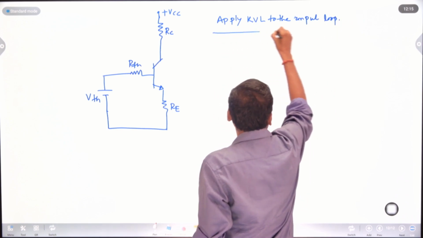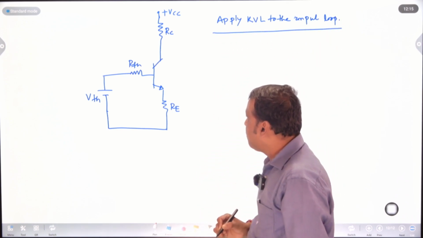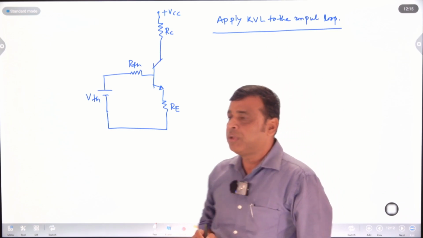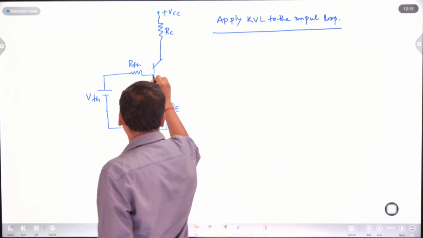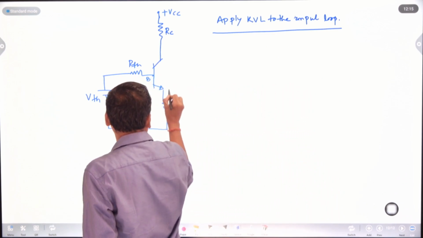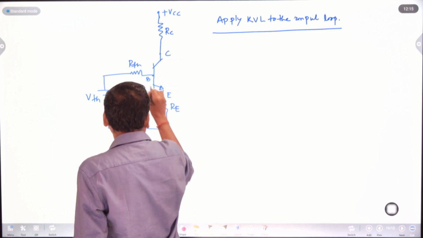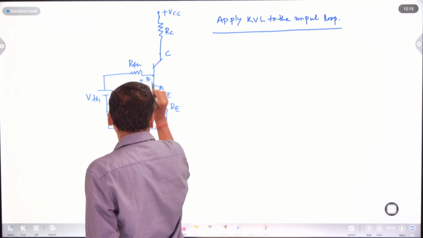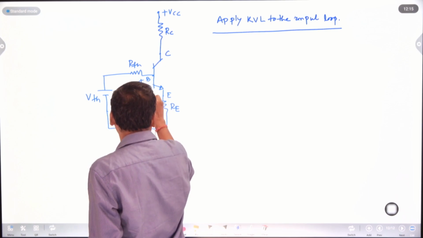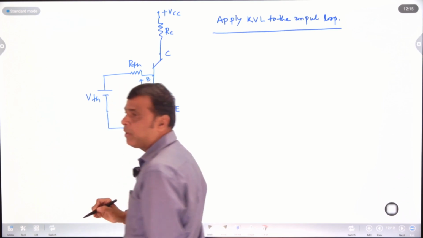Apply Kirchhoff's voltage law to the input loop. If I apply KVL to the input loop, as I already told you, this is your base, this is your emitter, and that is your collector. In between base and emitter there is a potential.